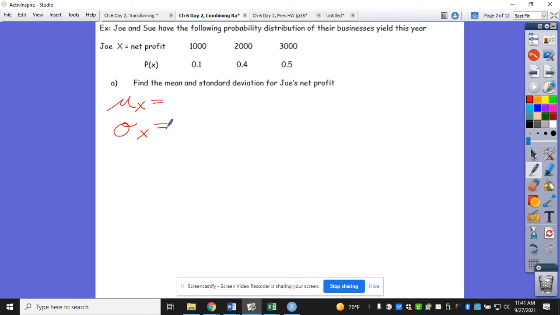So what did we get as the mean for Joe's net profit? 2,000. And what are our units? What is the standard deviation for Joe's net profit? 3 what? Does it round to 50, or does it stay at 49? It rounds to 5. Also dollars.